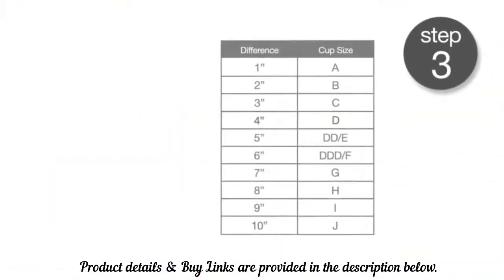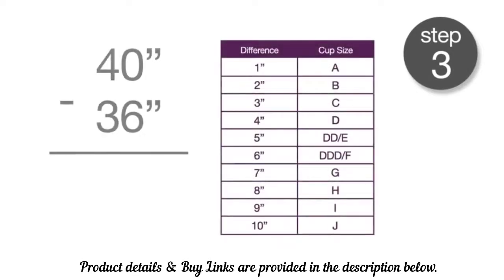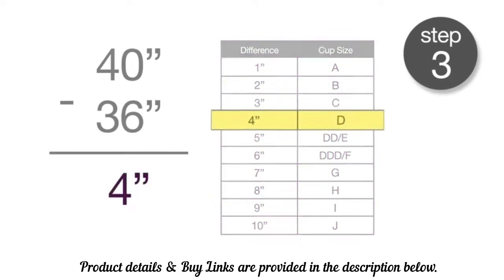Now, take the difference between the measurements in step 1 and step 2. For each inch difference, the cup increases. In our example, we have a 4-inch difference, which is a D cup.